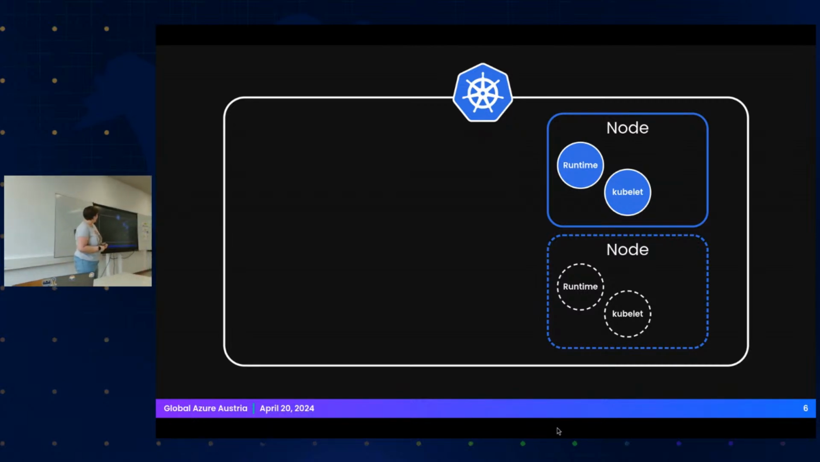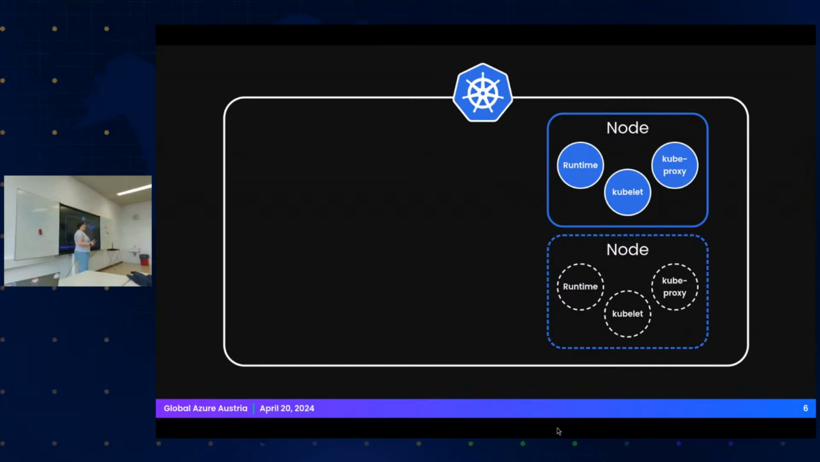And if we have multiple machines, as we have here, the workloads on those somehow need to talk to each other, right? So sometimes we want communication between them. So we have the kube-proxy that enables exactly that. Okay, so we have one to a lot of nodes, and on each of them we have a runtime, we have a kubelet, we have a kube-proxy.